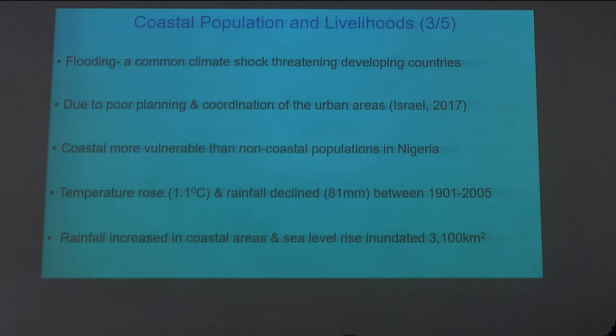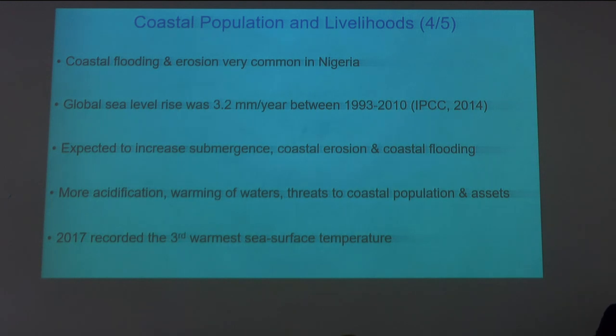For example, between 1901 and 2005, in general, the temperature of the country increased by 1.1 degrees centigrade, and rainfall declined on average by 81 millimeters. However, rainfall in coastal areas increased, and sea level rise also increased, such that it submerged a land area of about 3,100 square kilometers. And also, still on the livelihoods, coastal flooding and erosion are very common in Nigeria.